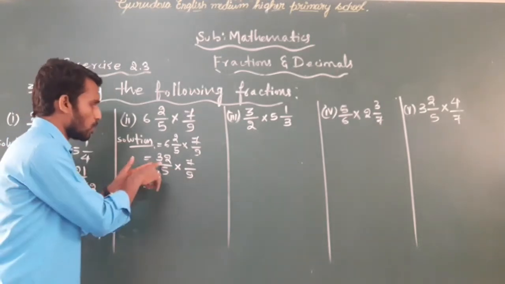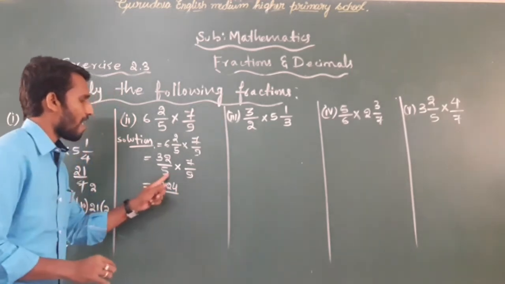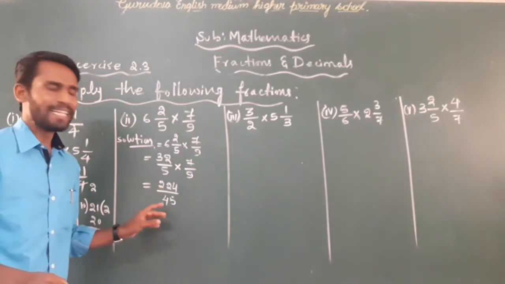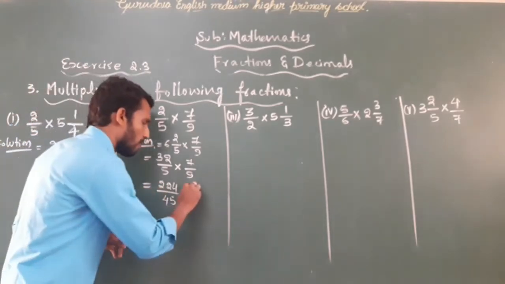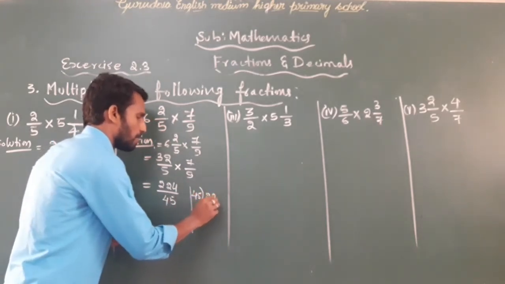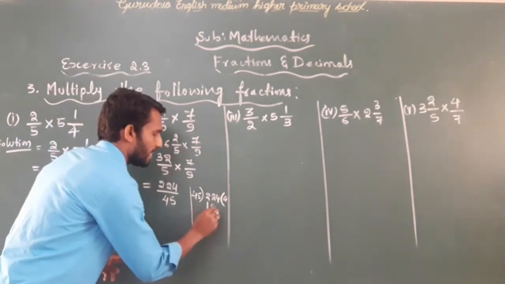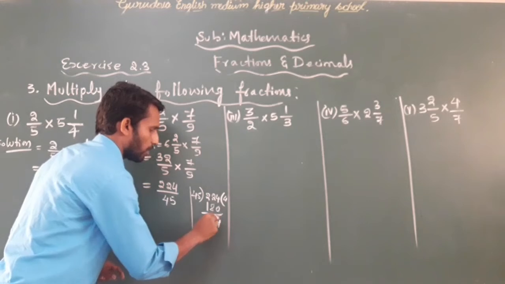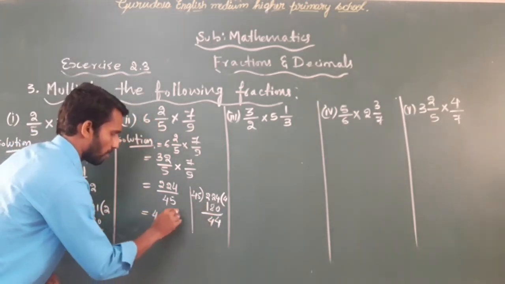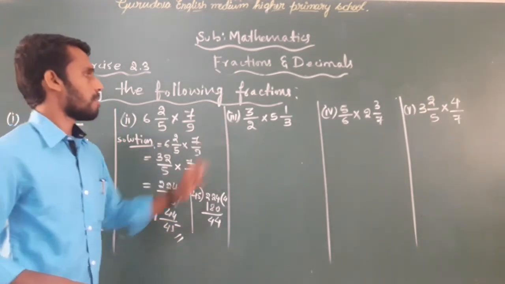to denominator. 32 into 7 is 224, and 5 into 9 is 45. Now that we have an improper fraction, we have to convert it into a mixed fraction. 45 4s are 180, remaining here 44. When we write it as a mixed fraction, we get 4 whole 44 by 45. This is the solution. Let us see the third question.